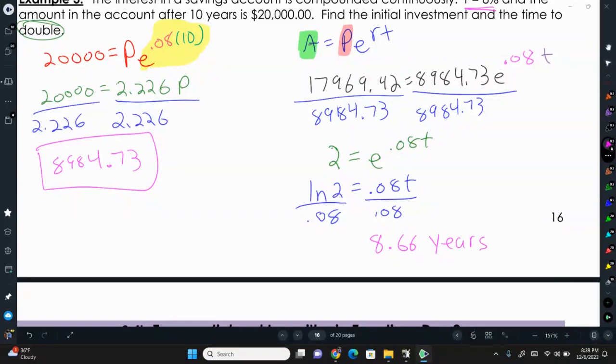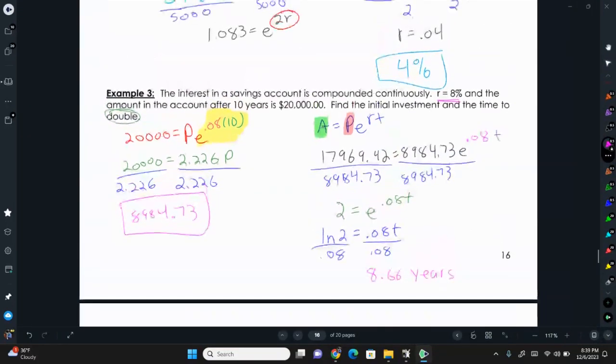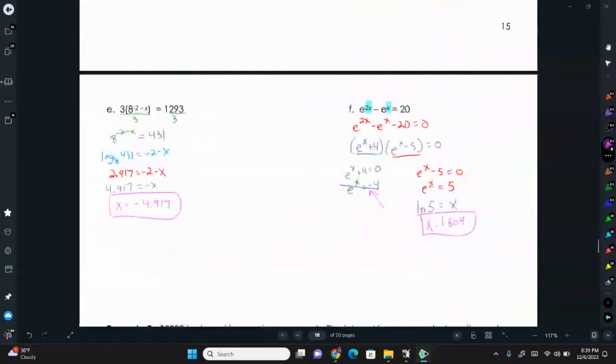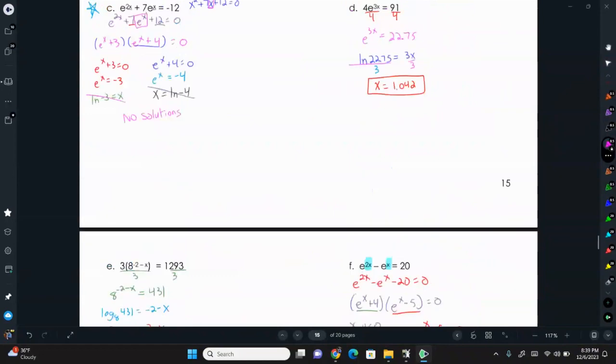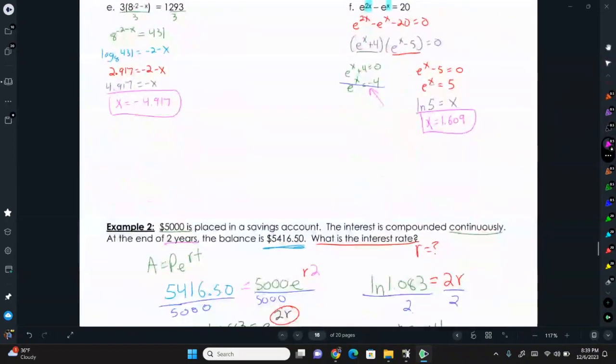Right, so with these word problems, it really is required that you pay attention to what I'm asking you to solve for and what information I am giving you. So we took an application of solving these exponential equations.